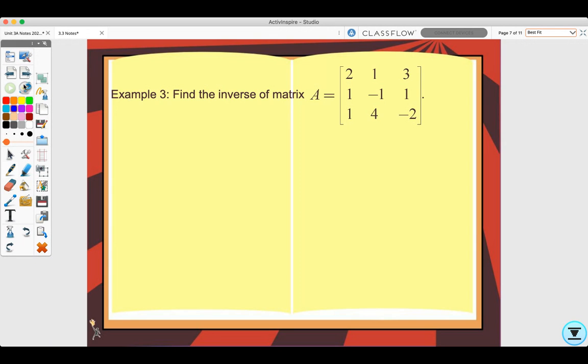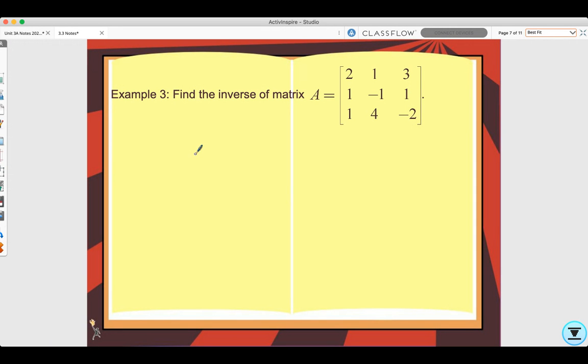Let's look at example 3. Find the inverse of matrix A. So we need to find all the cofactors first, because then we can find the adjoint of A by using the cofactors. So I'm just going to start with each one. C11 would be going across row 1 and down column 1. So I would have -1, 1, 4, -2. The determinant of that is -2.